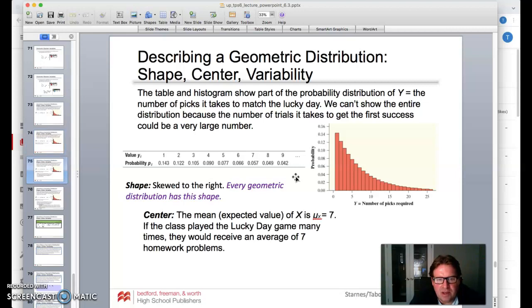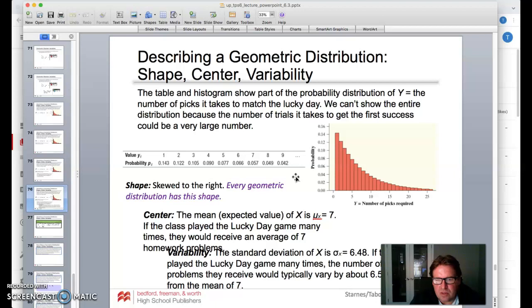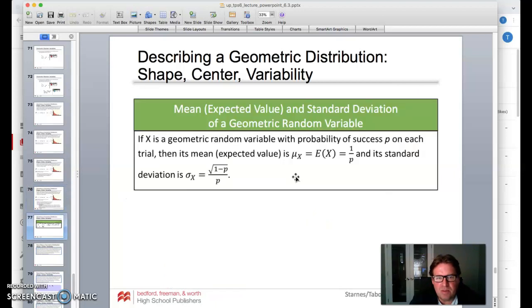Now, if we calculate the mean here, we would find that the mean is 7 and that the standard deviation is 6.48. Okay, so again, talking about interpreting what those values mean is what we're concerned about. Let's show you how to find those mean and standard deviations.